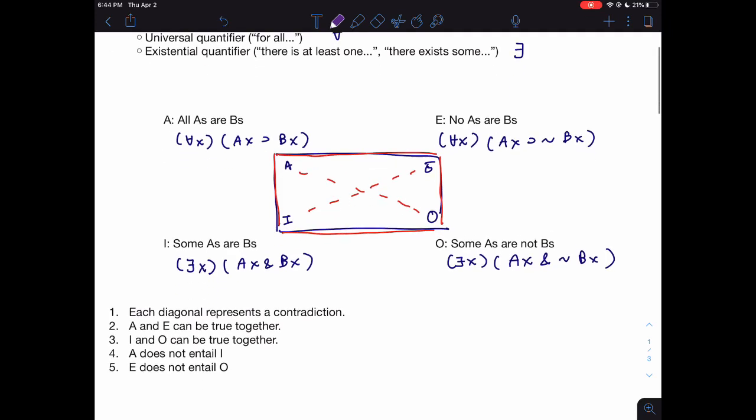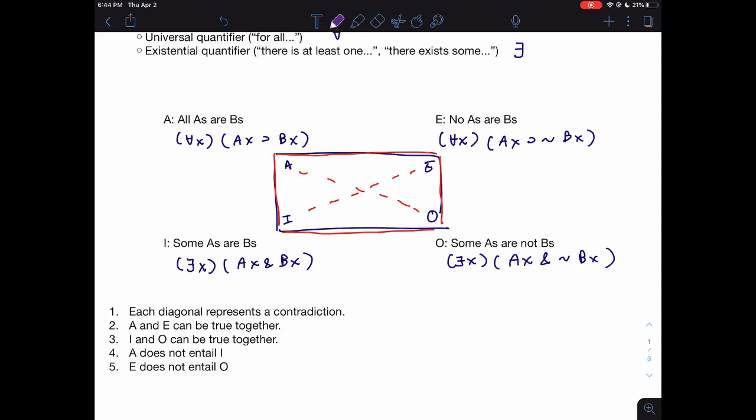Now, representing them in this way also gets at some really interesting relationships, not just in contradictions, but also in what can be true at the same time. So consider this second claim, A and E can be true together. So the sentence "all A's are B's" is compatible with the claim that no A's are B's. And that might be really puzzling. You might think, how is that possible? If all apples are purple, then how can all apples be not purple? So that sounds really weird.